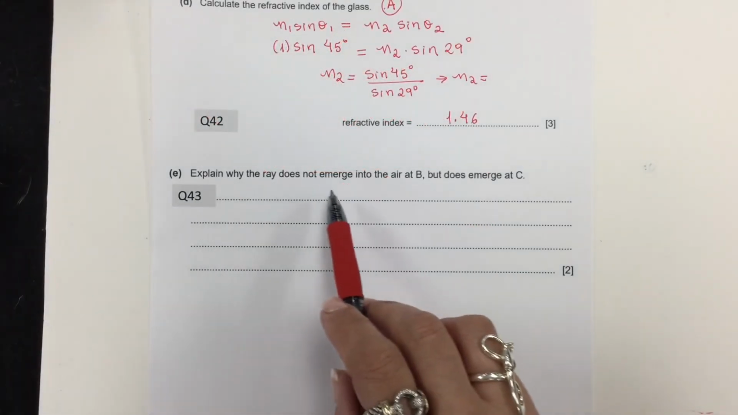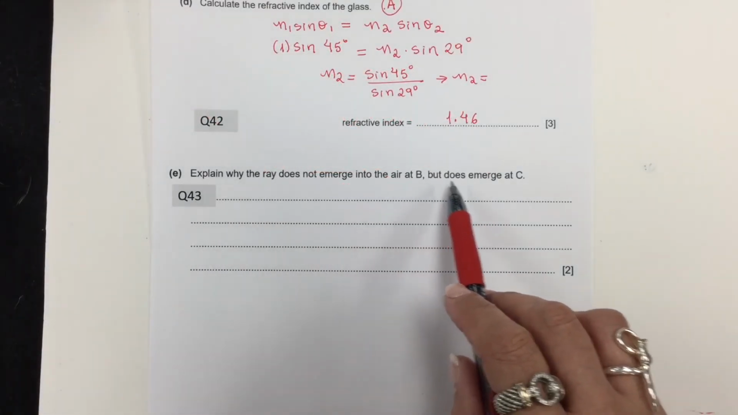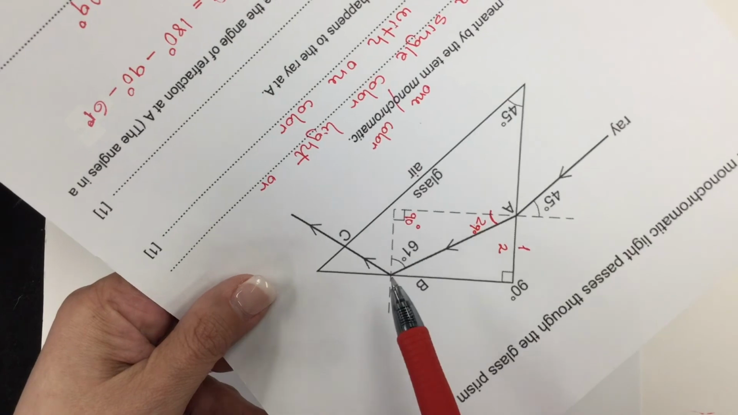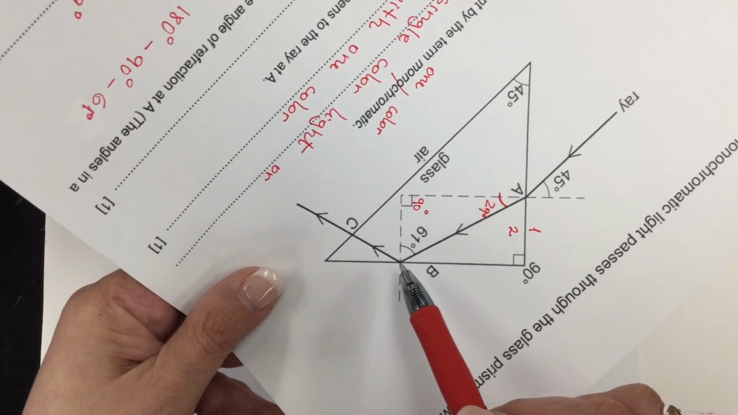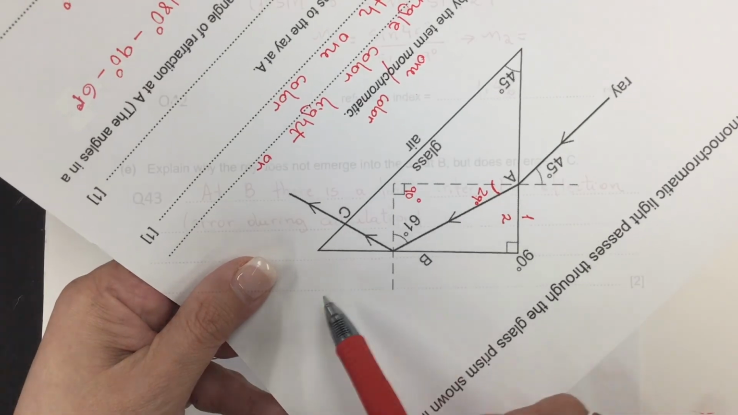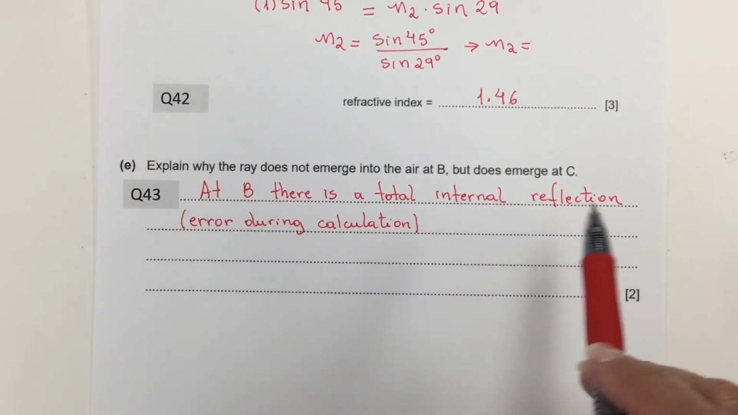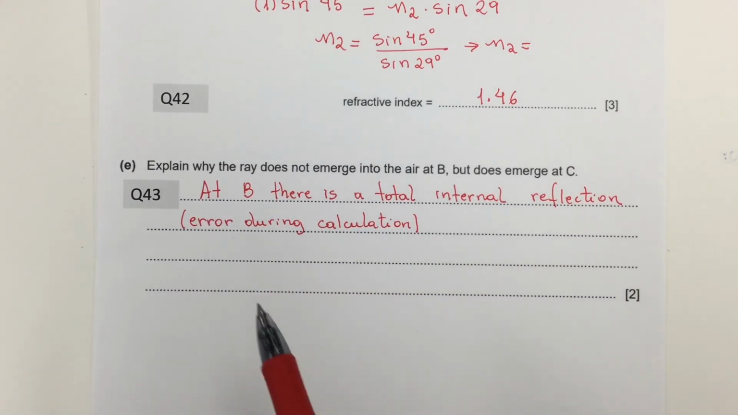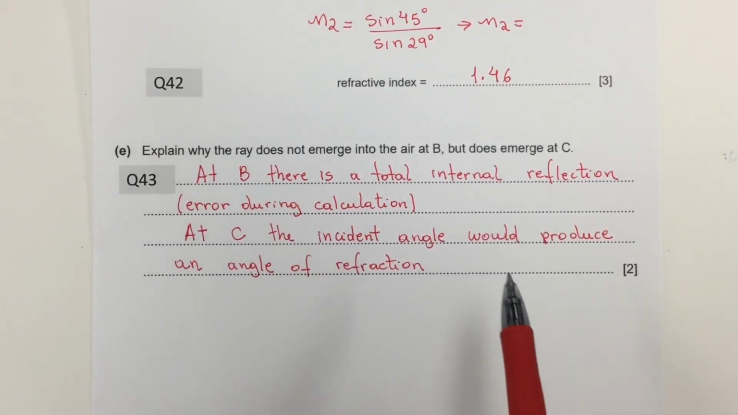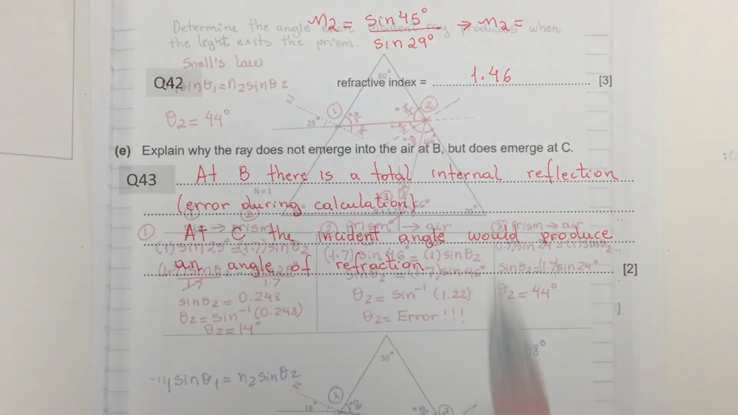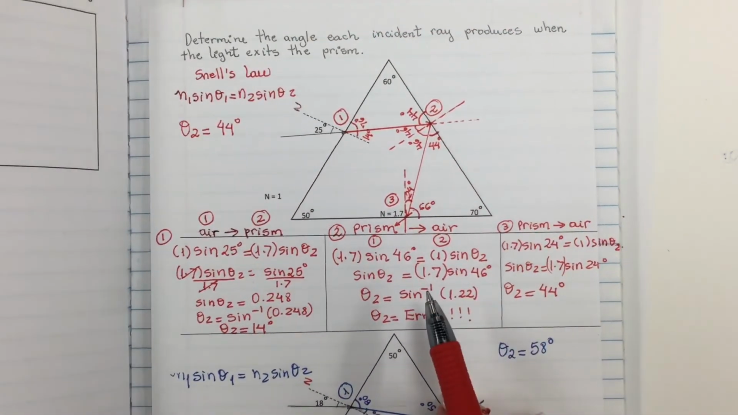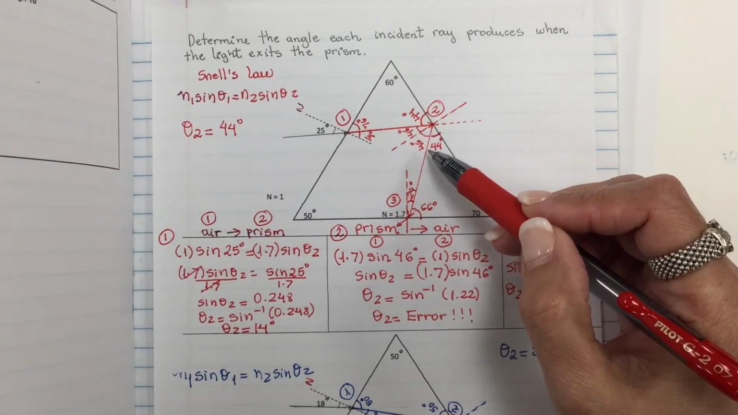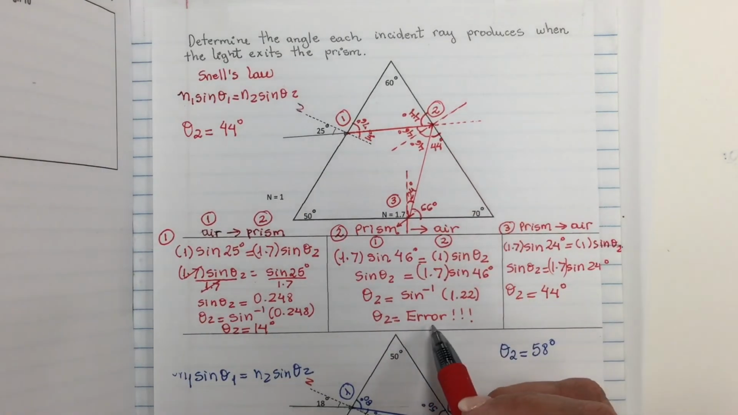Explain why the ray does not emerge into the air at B, but does emerge at C. So at B, there is a total internal reflection. So that's why it does not emerge from B. At B, there is a total internal reflection, which can be verified by the error that will be displayed during calculation. At C, the incident angle would produce an angle of refraction, just like the problems that we did in the classroom. So this angle right here, the incident angle of 46 degrees, will produce an error.